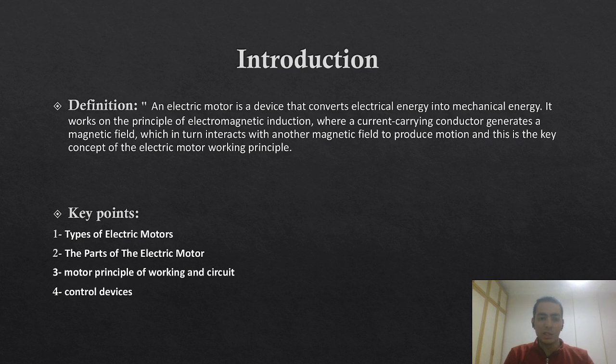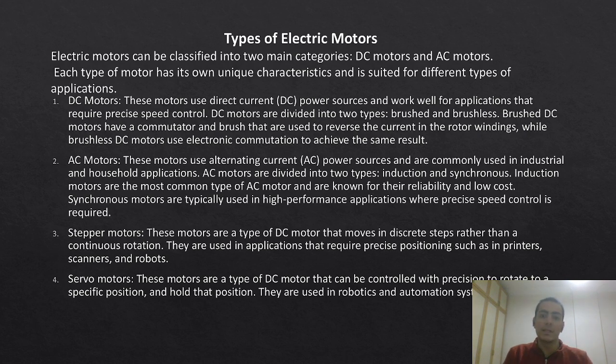Our presentation key points: the types of electric motors, the parts of electric motor, principle of working and circuits, and control devices. Types of electric motors. Electric motors can be classified into two categories: DC motors and AC motors. Each type of motor has its own unique characteristics and is suited for different types of applications.